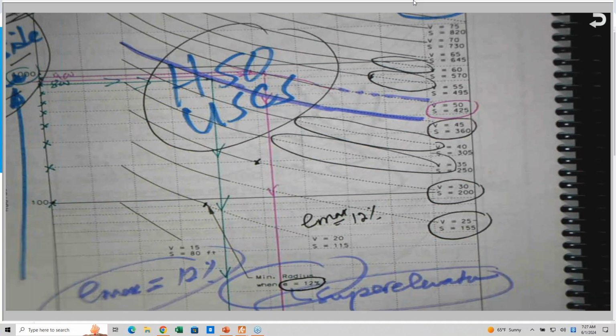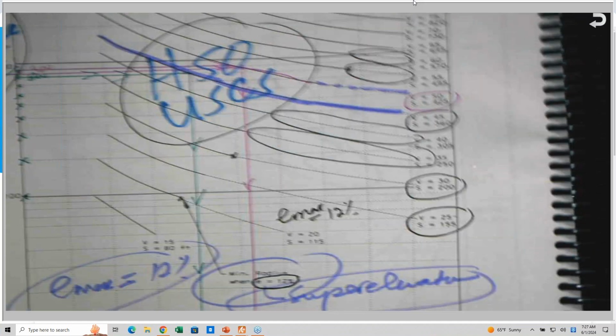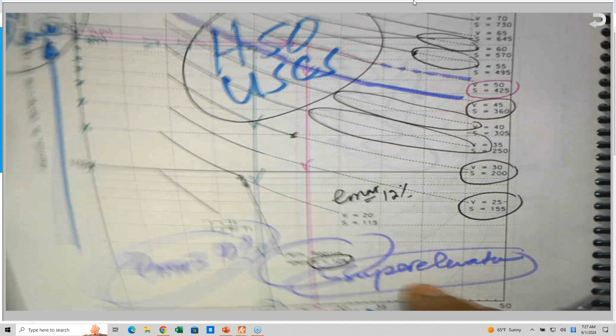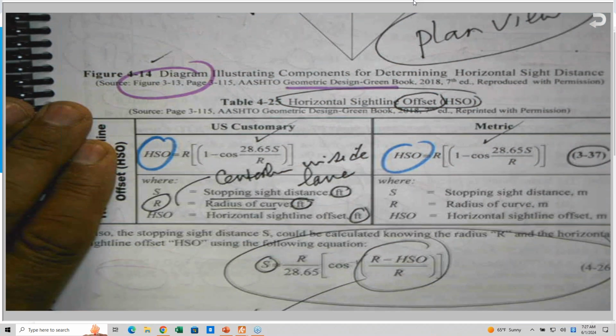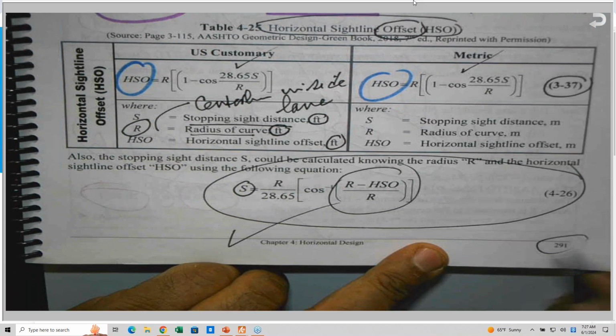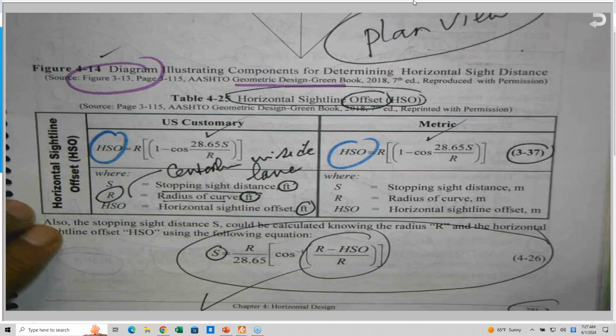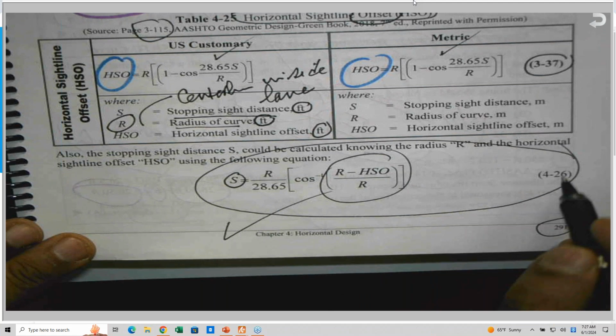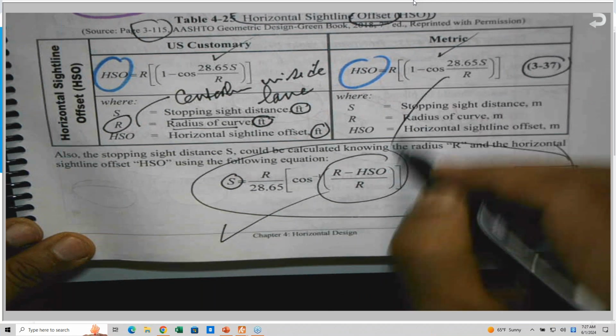So I hope this is the answer to your question, my friend. Please go over this problem, because I would say this is a straightforward, easy problem. The only thing is that sometimes they trick us, and we need to know how to solve the equation in reverse, because I gave you the equation in my book. If you look at my book, page 291, you will find the table that I just showed you on page 3-15 of the AASHTO. I provided an equation and gave it a number, which is 4-26. This is just to solve for S.